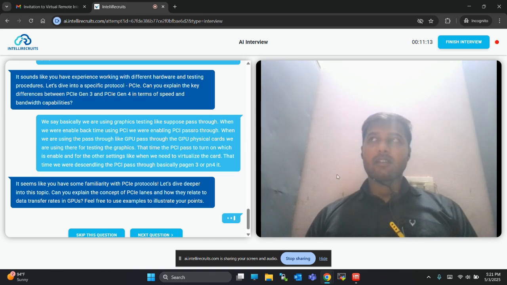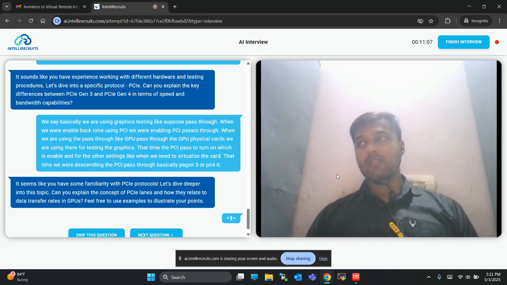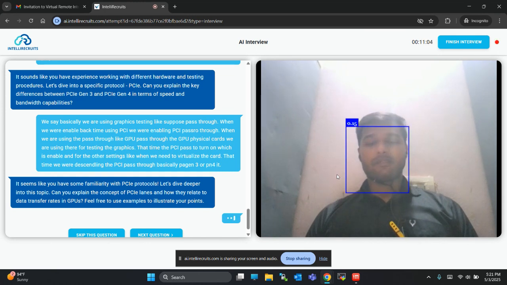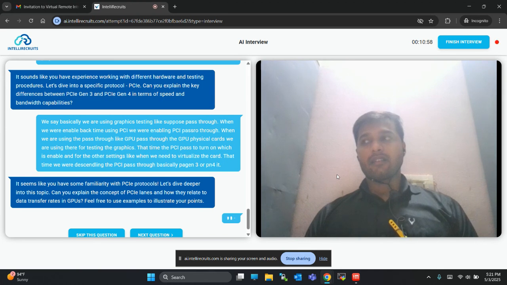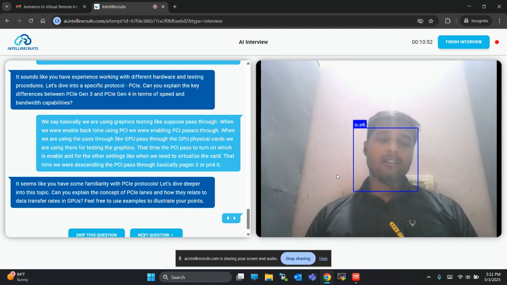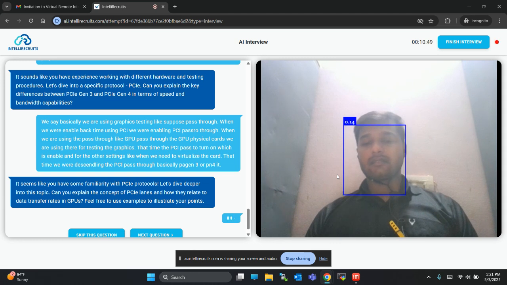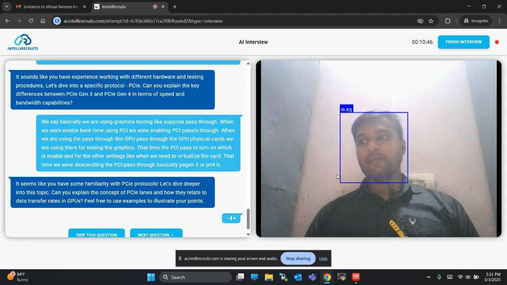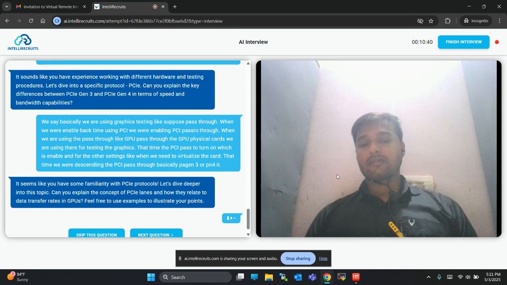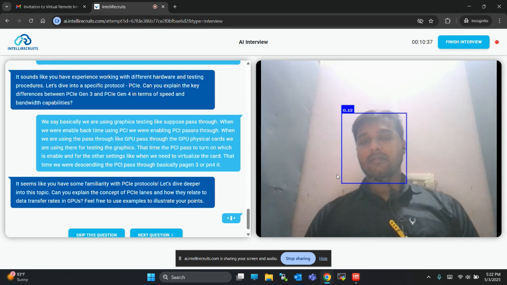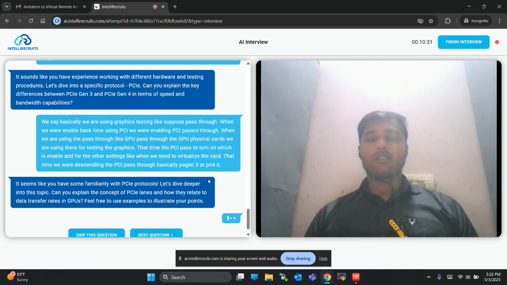PCI lanes basically contain two wires, like RX and TX, one pair for transmitting the data and one pair for receiving the data. Yes, and it depends on the number of lanes. If you have more lanes, then more bandwidth will be there. Then if lanes are negotiated during the linking, then that's all about the PCI.